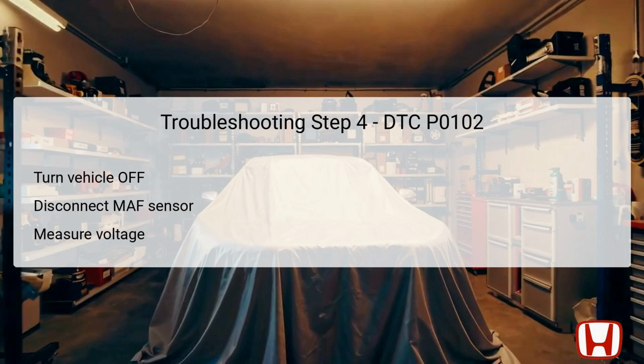In the fourth step, the technician should switch the vehicle to the off or lock position before proceeding. Following this, the MAF IAT sensor 5P connector should be disconnected to isolate the sensor from the circuit for testing.